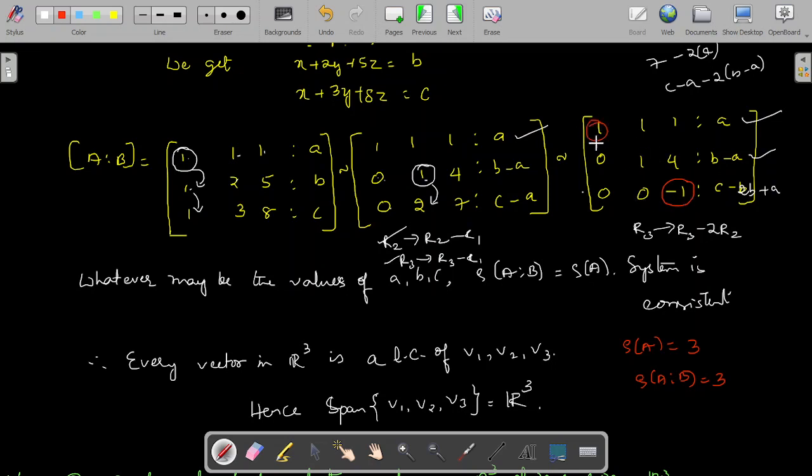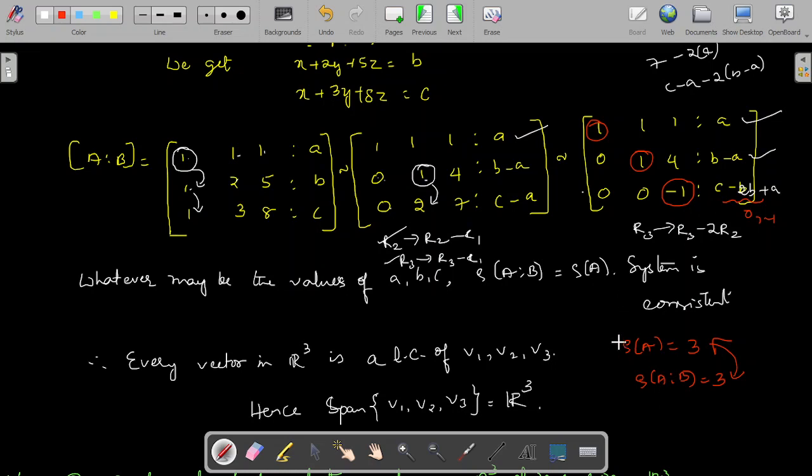So there is a pivot here, there is a pivot here, here also there is one pivot. Hence, whatever may be the value here, 0, it might be any other value, it doesn't matter, the rank of the augmented matrix remains equal to 3. Now both the ranks are equal. So the rank is not depending on the values of A, B, C.